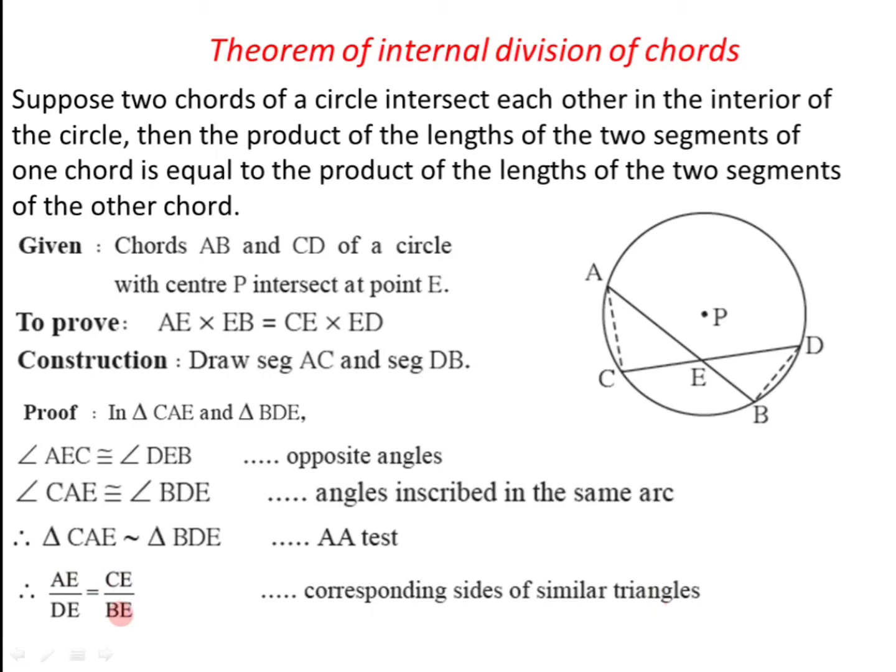Now if we cross multiply, we get AE into EB, that is equal to CE into ED. That is, we wanted to prove AE into EB is equal to CE into ED. This theorem is called as theorem of internal division of chords.